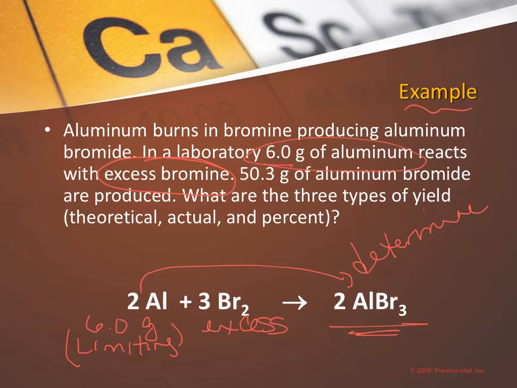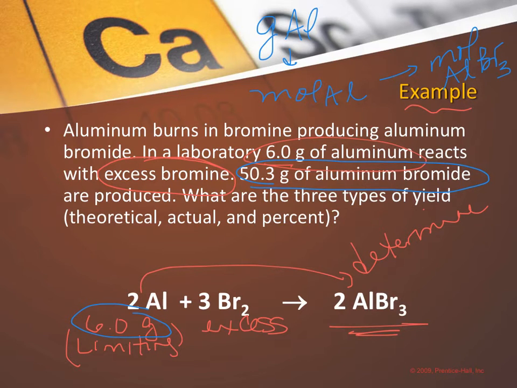So now you have to set up a T-chart. Your given information is the 6 grams of aluminum. So just a quick reminder, you want to go from grams of aluminum to moles of aluminum to moles of what they're asking about. And they are asking about aluminum bromide. To grams of aluminum bromide.